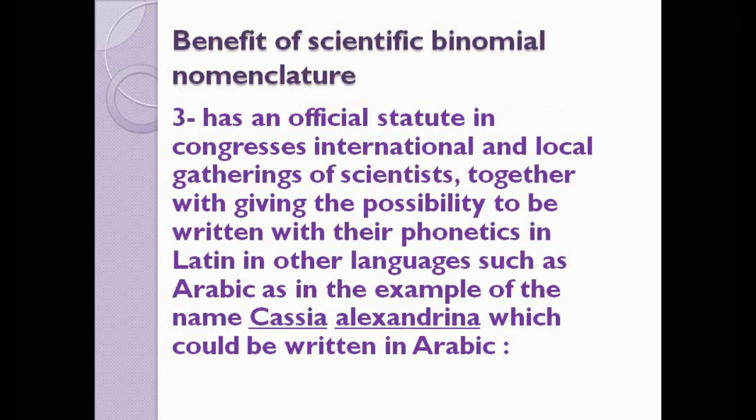Number 3. It has an official statute in congresses, international and local gatherings of scientists, together with giving the possibility to be written with their phonetics in Latin and other languages, such as Arabic, as in the example of the name Cassia alexandrina, which could be written in Arabic.